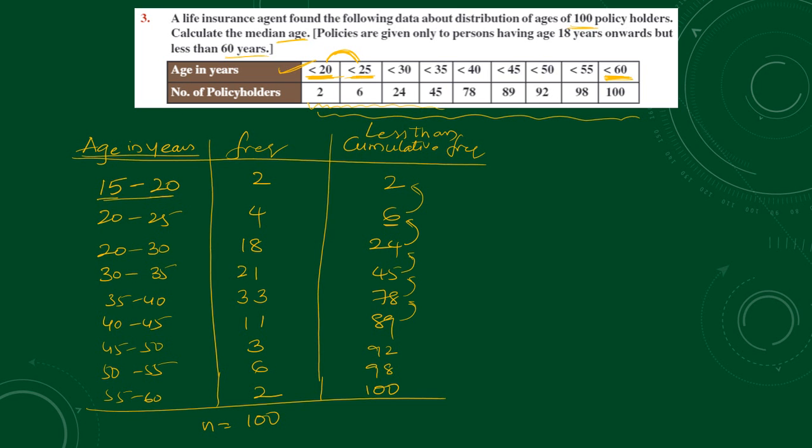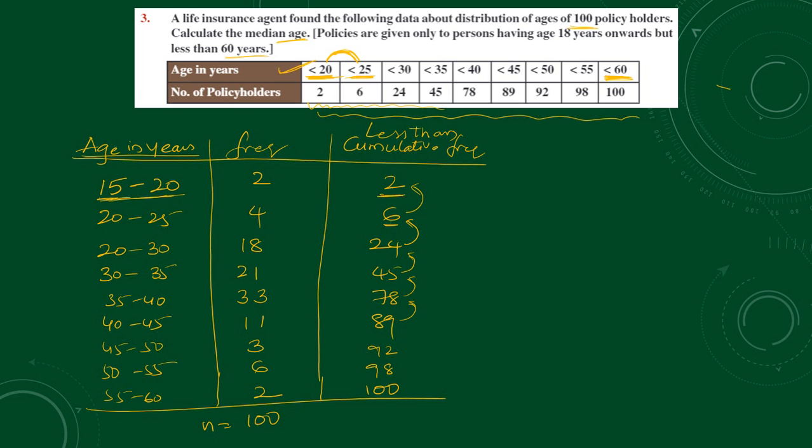So if you observe any cumulative frequency, it will be less than its next frequency. So 2 is less than 6, 6 is less than 24, 24 is less than 45. That is the reason why we are calling it less than cumulative frequency, right? So whenever you are having the less than symbol, simply you are going to consider less than cumulative frequency.